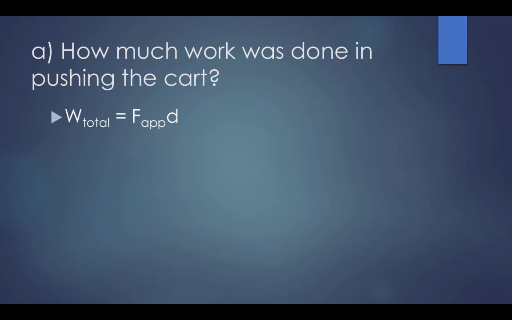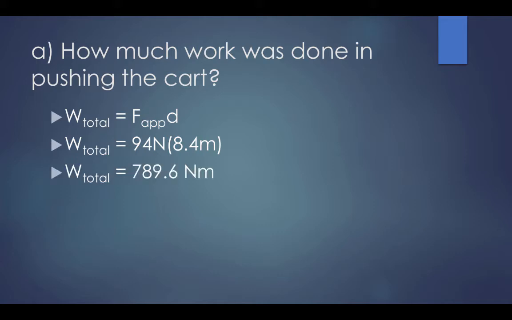Total work is simply the applied force times displacement, W equals Fd. Total work is 94 times 8.4, which makes 789.6 Newton meters, or 789.6 joules. With sig figs, it's 790 joules.